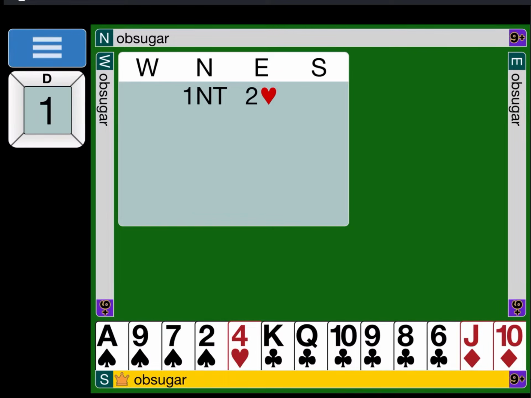What's the plan on this one, though? We have a game-forcing hand and a long club suit. So we've got some relays to clubs and then bidding clubs. There we have that 4-card spade suit. That's the problem.